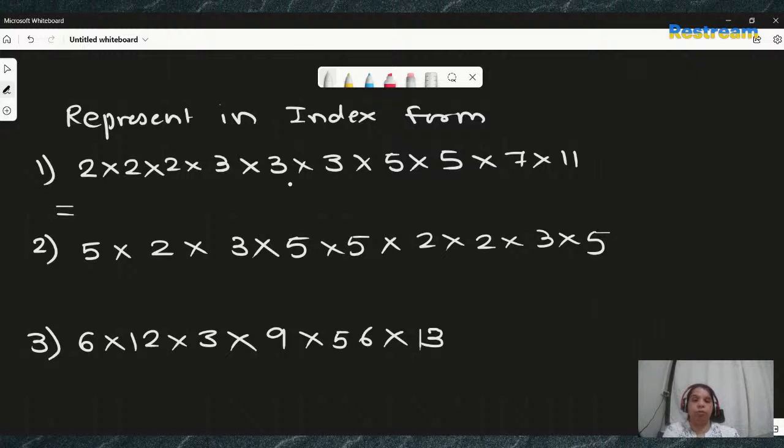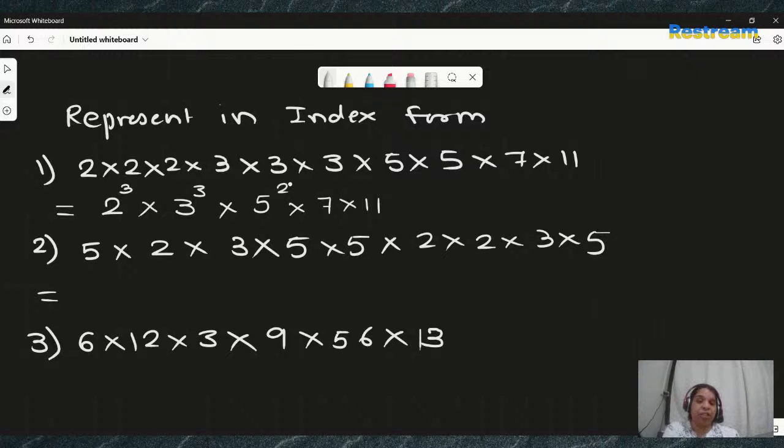So now we count. We have 1, 2, 3, 4 and 5 different types of prime numbers here. So we have a 2, and we have three twos, so we write 2 raised to 3. Then we have three threes, so we again write 3 raised to 3. Then we have two fives, so 5 raised to 2, then 7 and 11. So 2 cube into 3 cube into 5 square into 7 into 11 is how this number is represented.